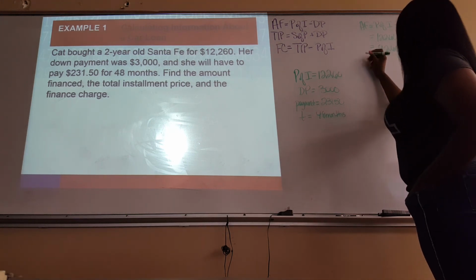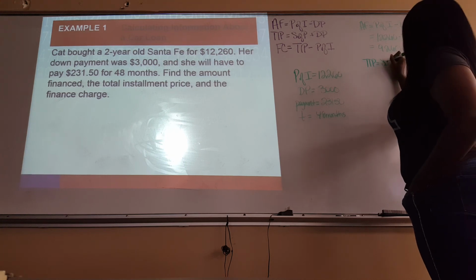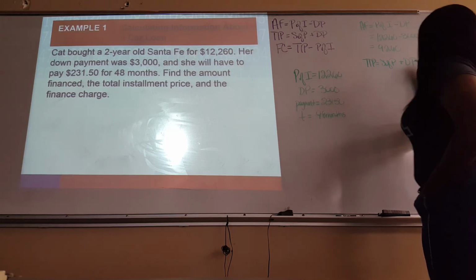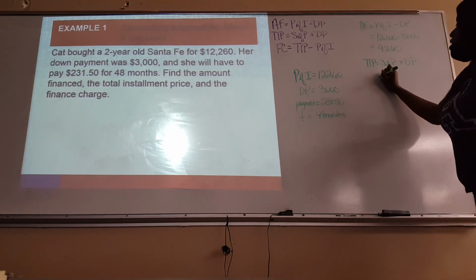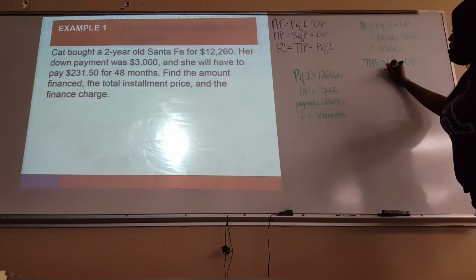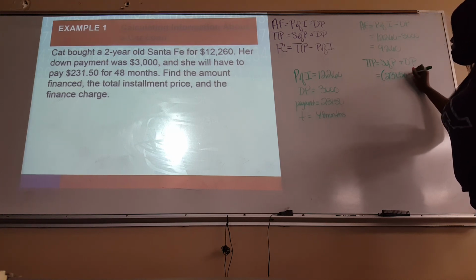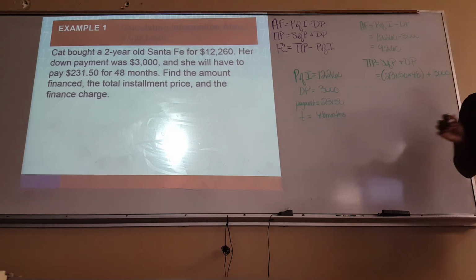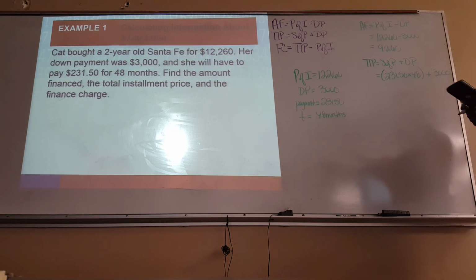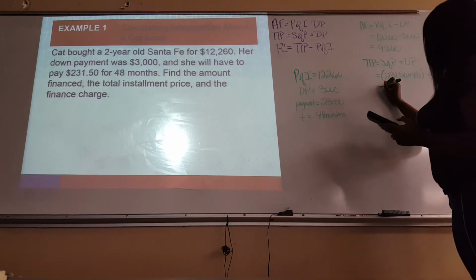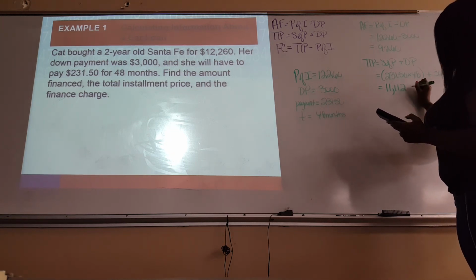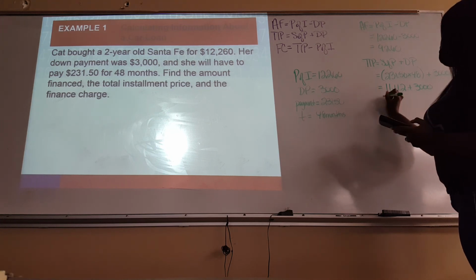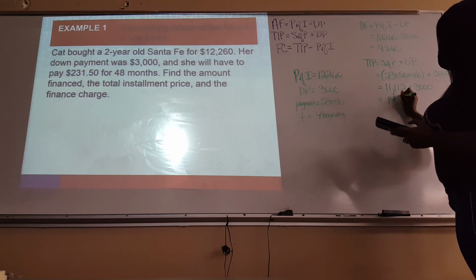Next, we need to find our total installment price, which is going to be the sum of payments plus the down payment. In this case, our sum of payments is the payment amount times the number of months. So that's $231.50 times 48 months, and then we'll add that down payment of $3,000, because remember, the total installment price is how much you'll spend in total for that item. Our total for the payments is going to be $11,112, and then we still have to add our down payment of $3,000. So when added, we get $14,112.